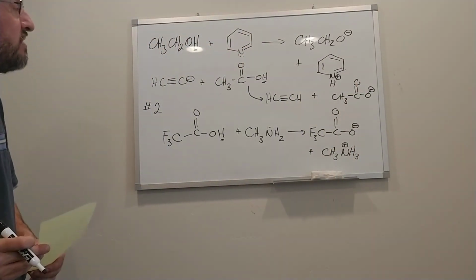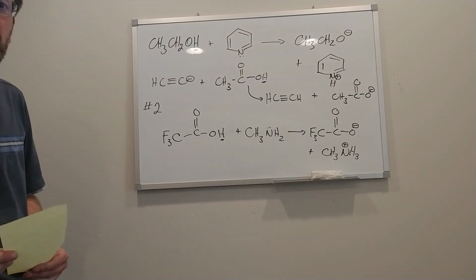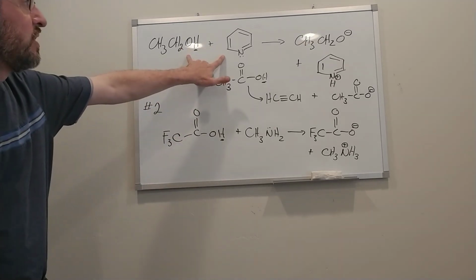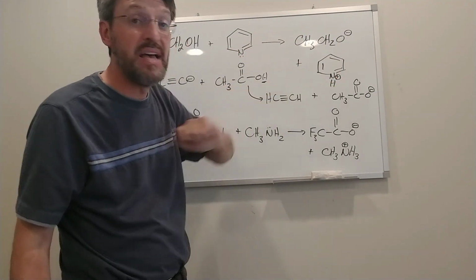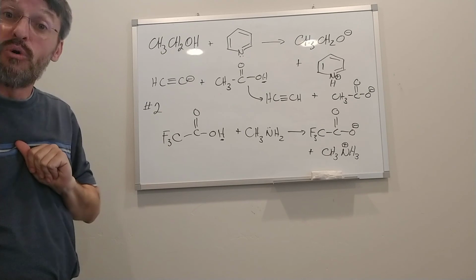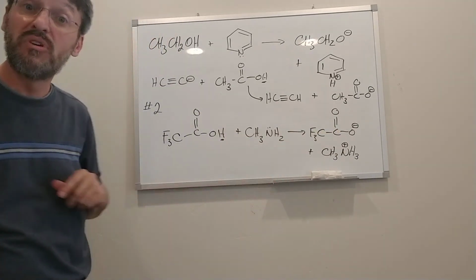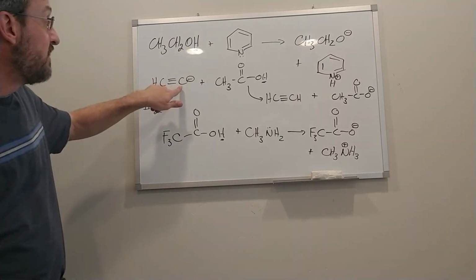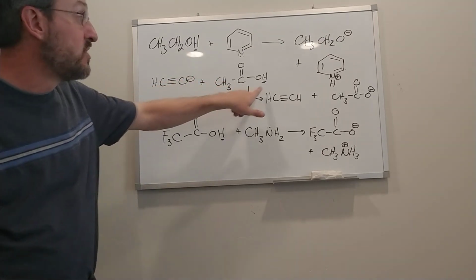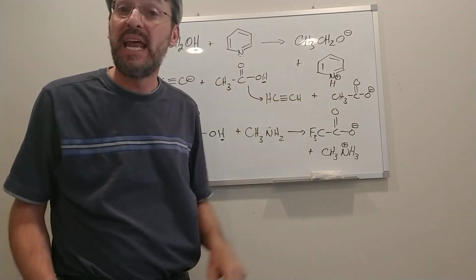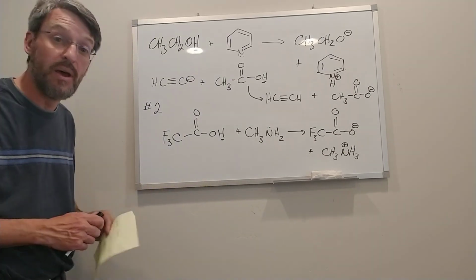And if you look at all of these things, the charges need to balance. Notice these two are neutral, so we have a negative and a positive. Those cancel one another out, the overall thing is neutral. Here again, we have neutral, a negative and a positive, overall cancel out neutral. Here we have an anion and a neutral, so in our products, we have a neutral and an anion. Again, everything has to balance out.